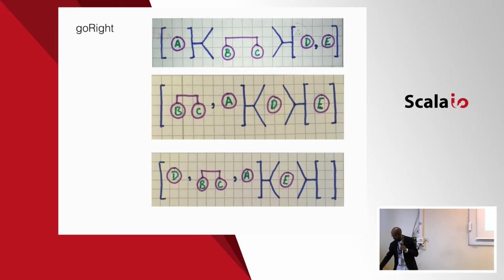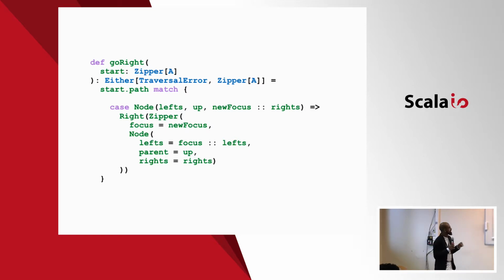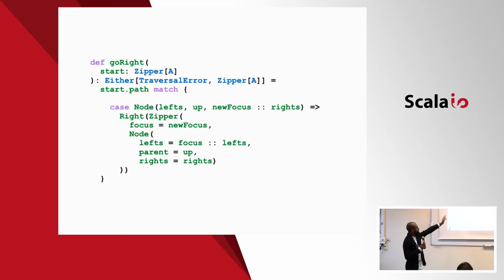The reason for this will become clear in the implementation. When you move right, the new focus is the first thing on the list of rights, and that's going to become the current focus. And the current focus is going to become the head of the list of lefts.